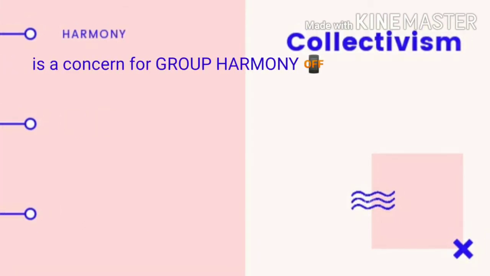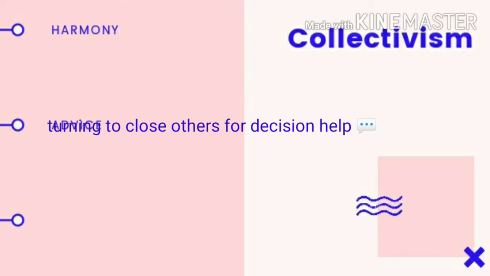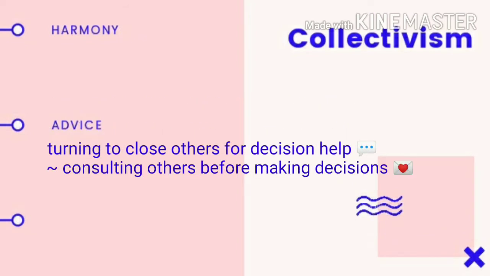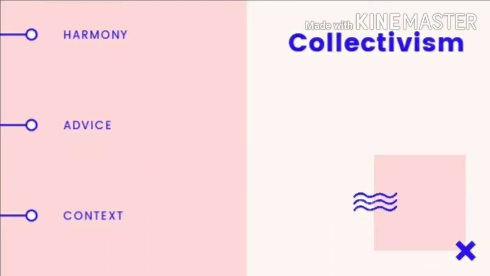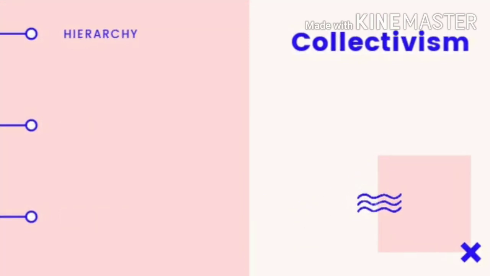Harmony is a concern for group harmony. They avoid disagreements to ensure harmony. Advice is turning to close others for decision help, consulting others before making a decision. Context means the self changes according to a context or situation. Behavior depends on who I am with, where I am, or both.